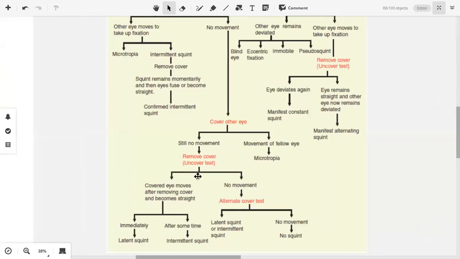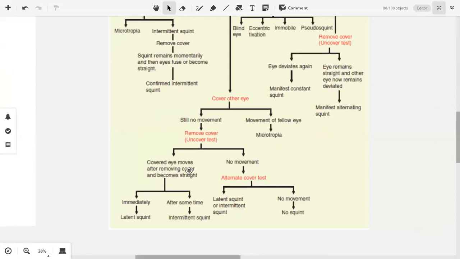Now, if the covered eye moves after removing the cover, meaning that there is a recovery movement and it moves immediately, then we know that the patient has a latent squint. And if it does not move, meaning that it remains deviated for some time and after that it moves, it's an intermittent squint. Intermittent squint means that the deviation remains for some seconds and afterwards it corrects. So it's basically halfway between latent squint and manifest squint.